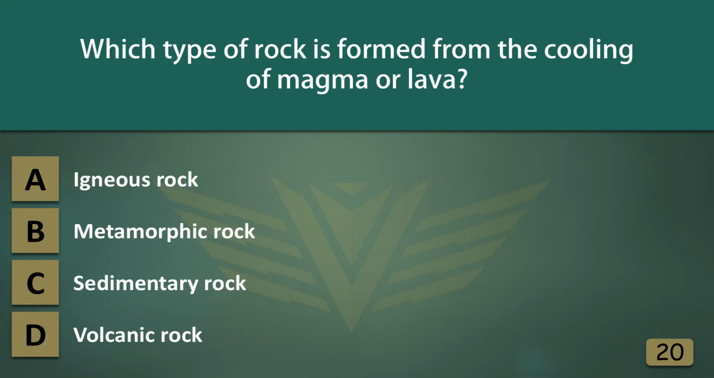Which type of rock is formed from the cooling of magma or lava? A. Igneous rock. B. Metamorphic rock. C. Sedimentary rock. D. Volcanic rock.